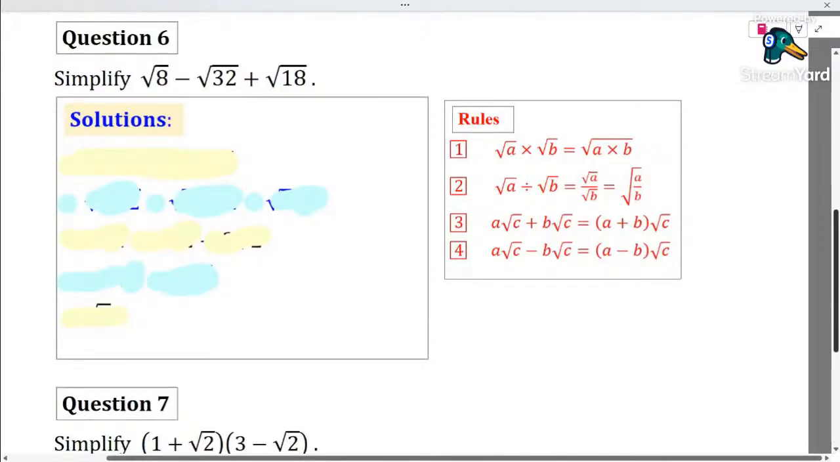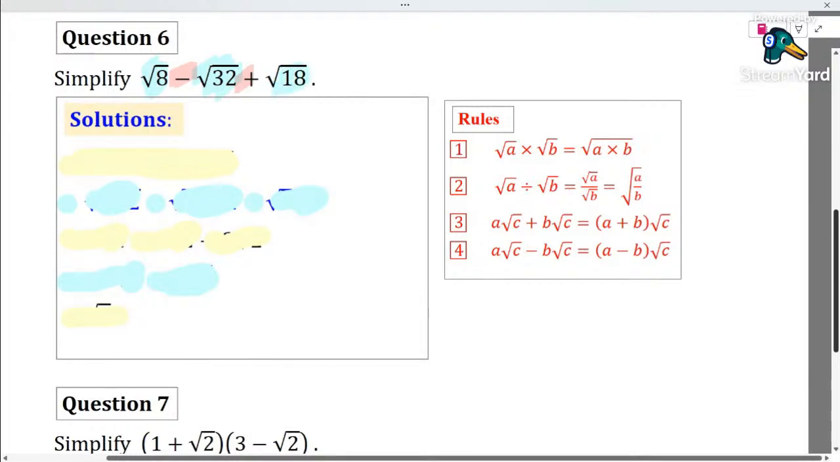Simplify this one. Okay, previously we did plus and minus with cases where I had similar square roots to simplify, just plus and minus together. But now in this question, you see the operation we have is plus and minus, and the surds that we have are with different numbers. So how can we solve it?